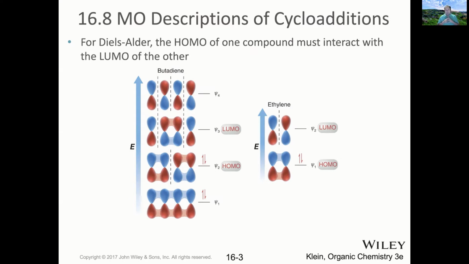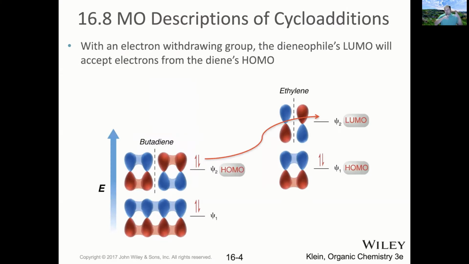And what we find is that in a Diels-Alder reaction, the HOMO of one compound must interact with the LUMO of the other. That's because the electrons in that highest occupied molecular orbital are going to flow into the unoccupied, lowest energy molecular orbital in the other compound.